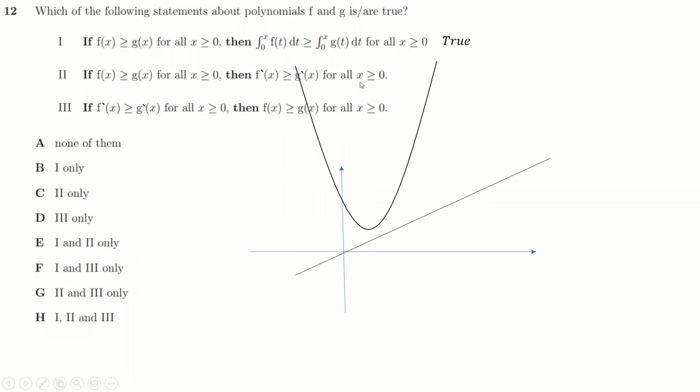So this isn't true. Technically, we're saying for only x bigger than or equal to 0, but here we've got a negative gradient in f, but g is still positive. So this is not true. So that's not always true. Come up with a counterexample.